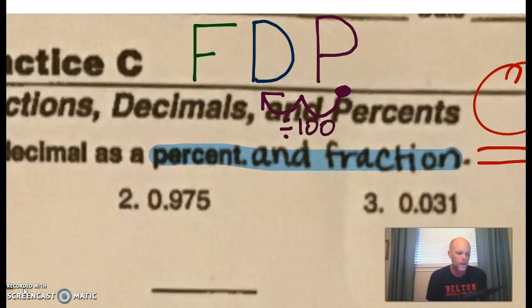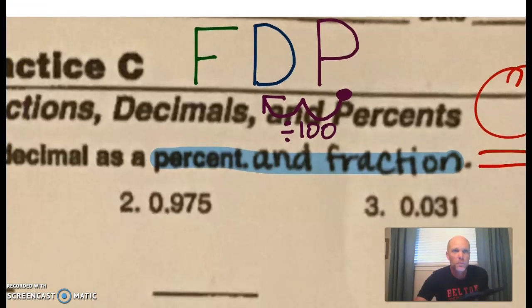That means we are dividing by 100. Okay? To change from decimal, hopefully I picked the right color, to percent. Can you see that up there? Yeah, you can. To change decimal to percent, what do we do math-wise?